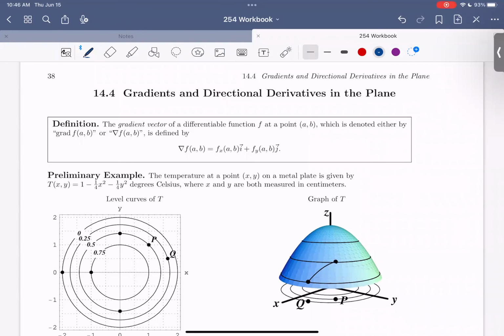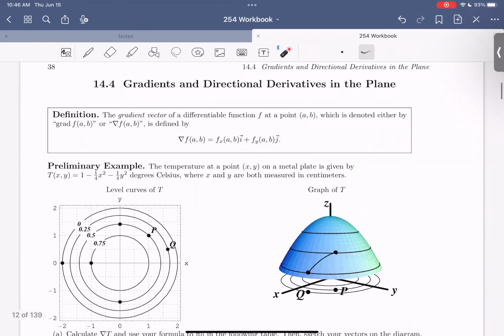In this video, we're going to look at two concepts: the gradients and directional derivatives in the plane. To get started, we're first going to focus on gradients and gradient vectors. I'm going to start with giving us a definition of what that gradient vector is. Then we're going to look at a preliminary example to start getting a geometric sense of this object.